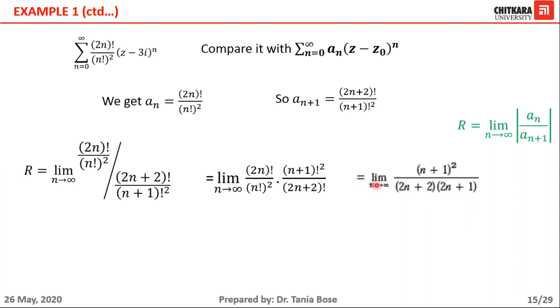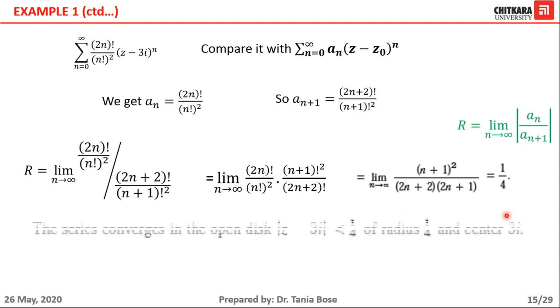Now when you take n tends to infinity, in the numerator only 1 will be present because 1 by n will become 0 as n tends to infinity. Similarly, in the denominator, what is left? 2 is left from the first term, 2 is left from the second term, because this term will become 2 by n, that will become 0. This term will become 1 by n, will become 0. So what is left? The final answer is 1 by 4, right?